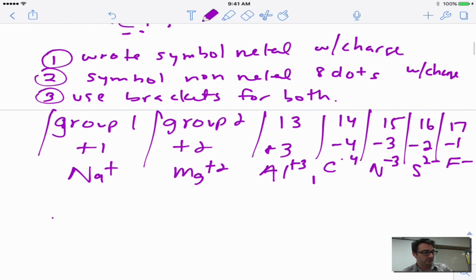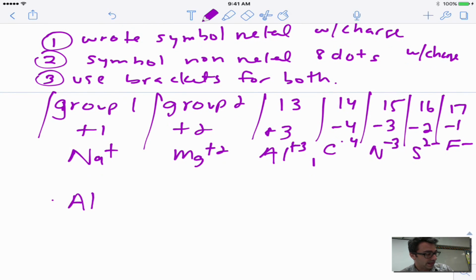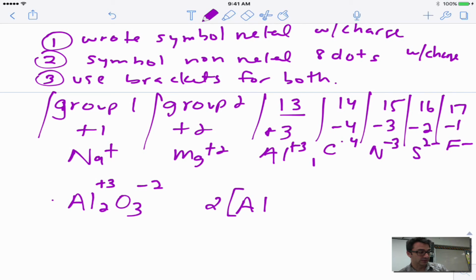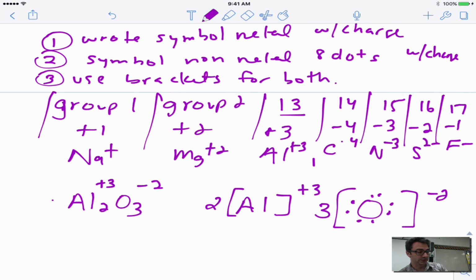Let me finish with one, and then I'm going to stop. So let's try something like Al2O3. I can use the groups now to get through this. If I look for aluminum, it's +3. It's in group 13. And oxygen is -2. And now I follow the rules. I write the symbol of the metal. I put a 2 in front because there's 2 of them. I put its charge. I write the symbol of the nonmetal. I put the 8 dots around it. I give it the brackets. I show that there's 3 of them, and I put its charge because it's in group 16. I'm done. Easy to do the Lewis structure without going through transferring all the dots.